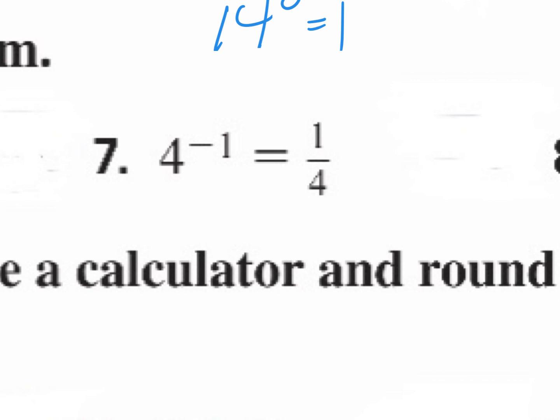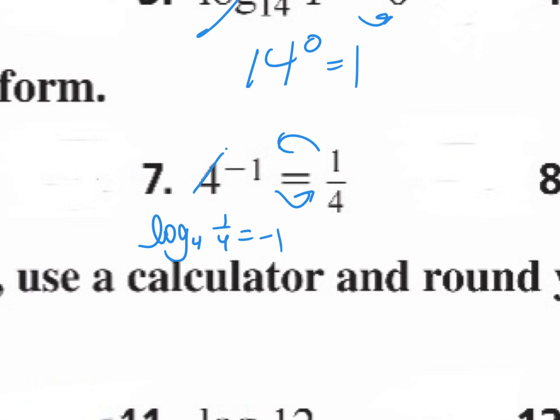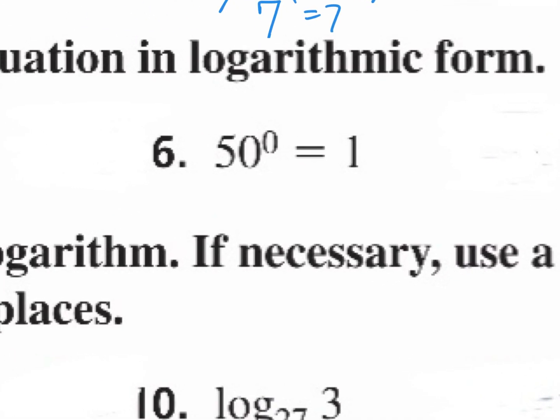Number 7. I write the word log. My big 4 becomes teeny. And then these do what? Switch spots. Your homework should be pretty quick tonight. All right, I'm going to write the word log. My big 50 becomes little. And these two do what? Perfect.